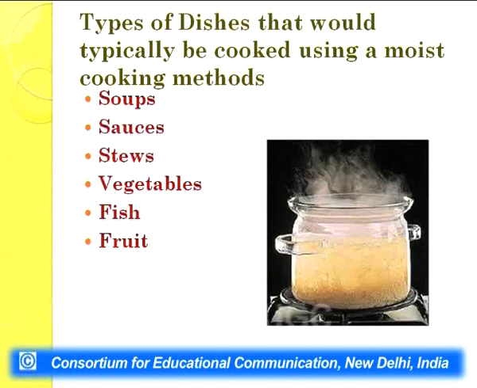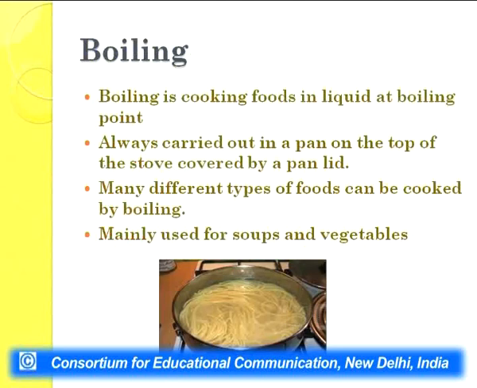The types of dishes that would typically be cooked using a moist cooking method are soups, sauces, stews, vegetables, fish, fruits, breads, etc. Sorry, bread is cooked by the dry method. So soups, sauces, stews, vegetables, fresh fruit, and other non-vegetarian foods also.